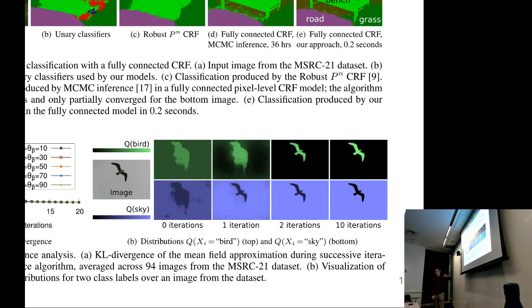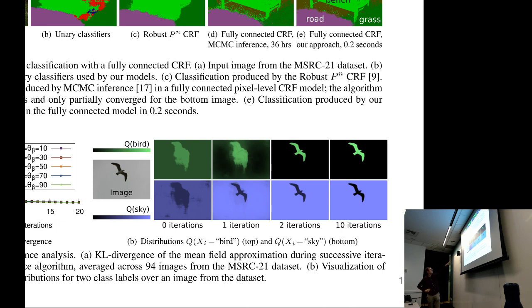Okay? So these two distributions are decoupled, right? They're not actually jointly estimating the probability of a pixel being bird or sky. They're separately estimating the two. And so then they can visualize over iterations what these distributions actually look like. And this is, of course, sort of an estimate of the posterior distribution over those different classes.